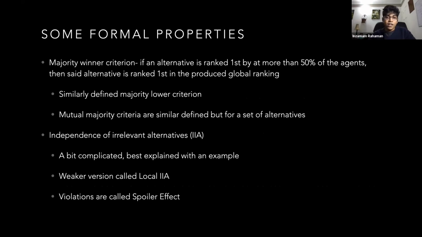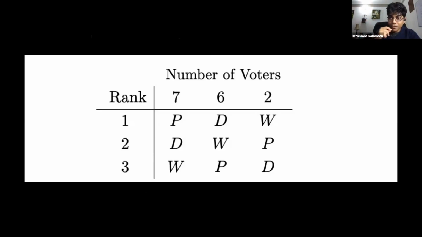Majority winner criterion: if an alternative is ranked first by more than 50%, then that alternative should be ranked first in the produced global ranking. There's a similarly defined majority loser criterion and a similar criterion called the mutual majority criterion that's defined for a subset of alternatives. There's also a very important one called the independence of irrelevant alternatives, or IIA. It's a bit complicated, so I'm going to go to a quick example for us to discuss what IIA is, and this is a procedure that violates IIA.